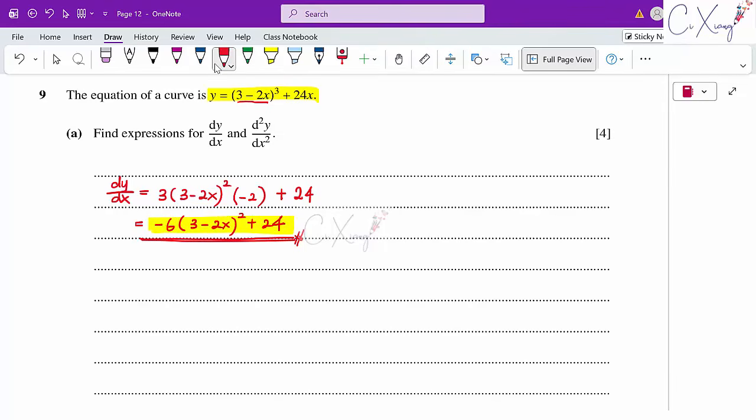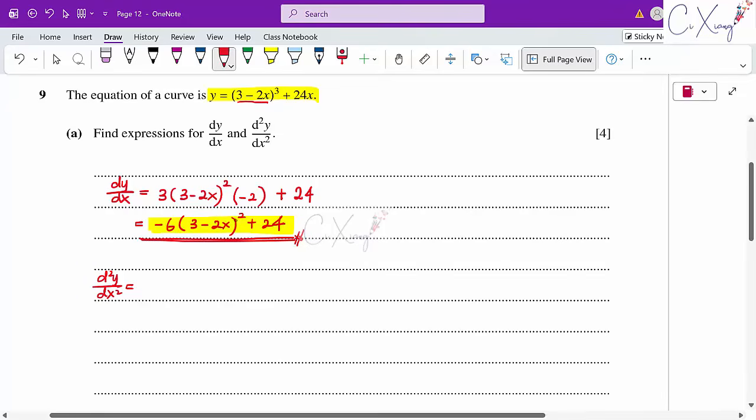Okay, and after that, let's continue for the second derivative. The same thing applies here. Continue from the dy/dx, we differentiate the term again. So we are having another bracket with a power there. Copy the constant negative 6. Pull the power in front, it becomes a 2 in front. Copy the bracket, power minus 1 becomes a 1.